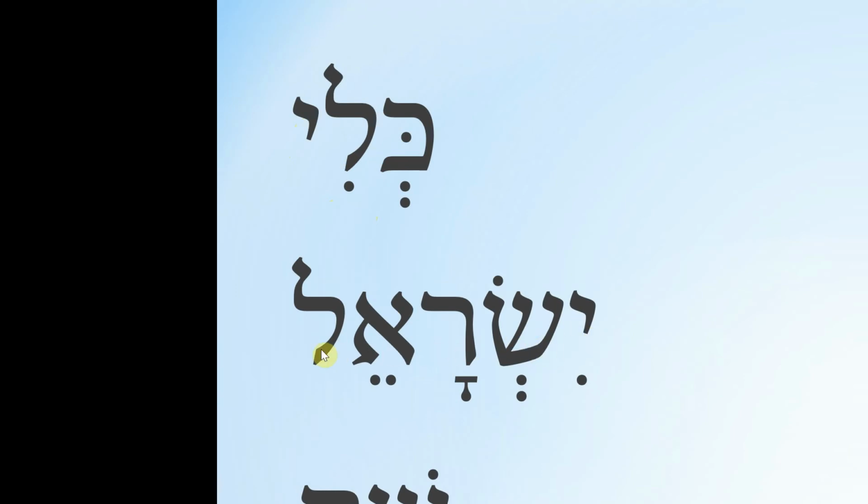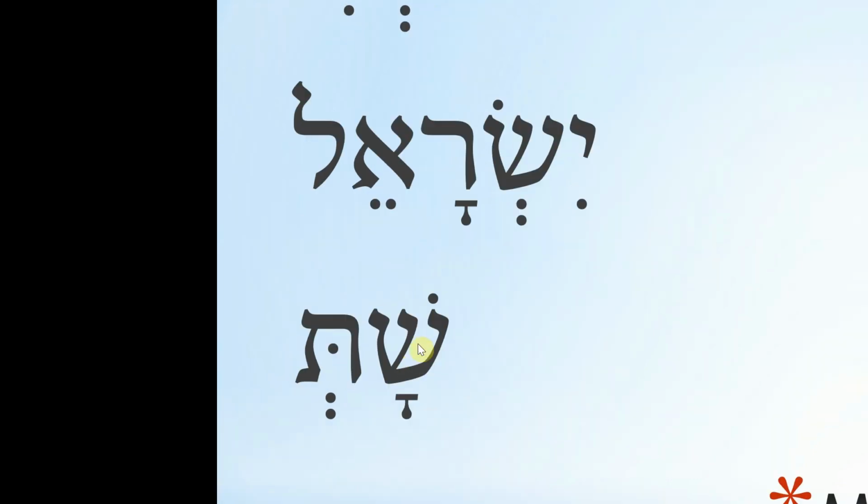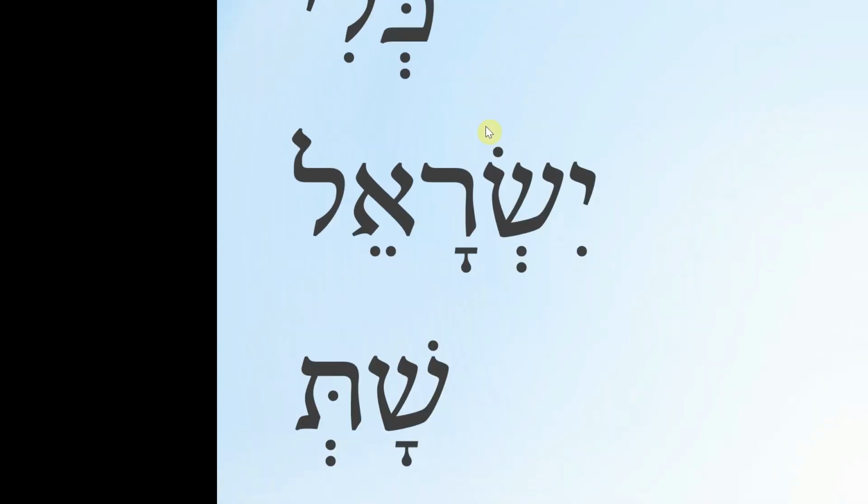The second word here is Yisrael. So you may recognize that. That's the word for Israel. The Sheva is here under the seen, right? That's what this letter is, seen. It makes the S sound as in snake. The dot is above the third little pillar in the letter.